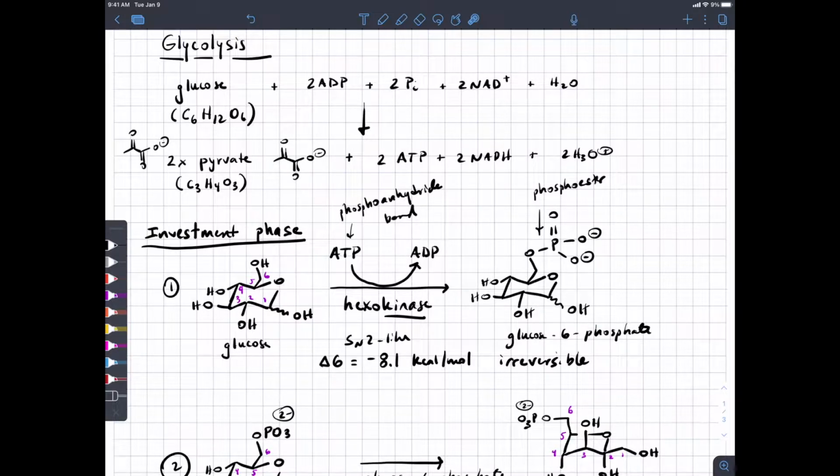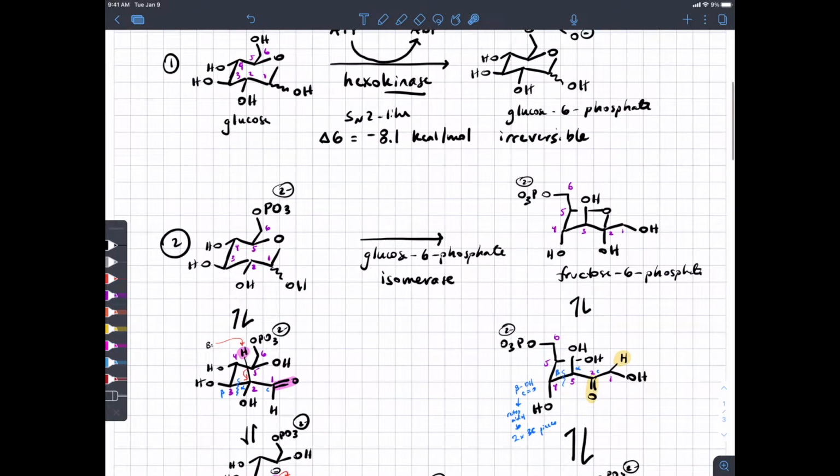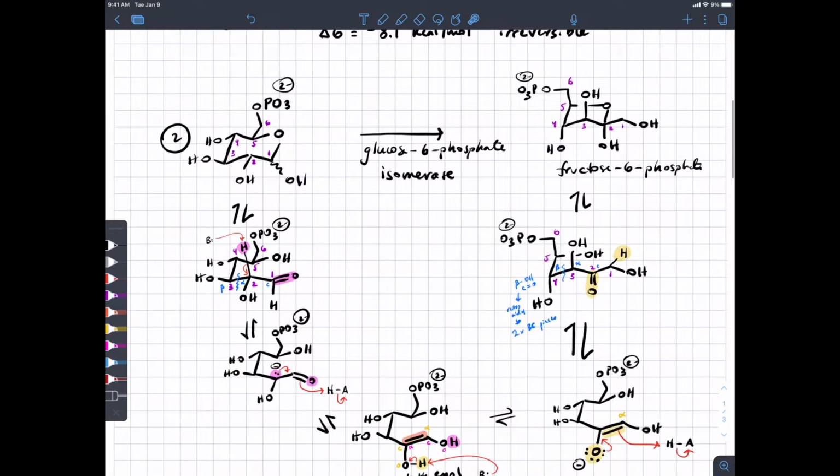Yeah? Which molecule in here did you say will drop on to the next step? In step 2, which of the forms will move on to the next step? The ketone form or the fructose 6-phosphate form? Yeah. Okay.